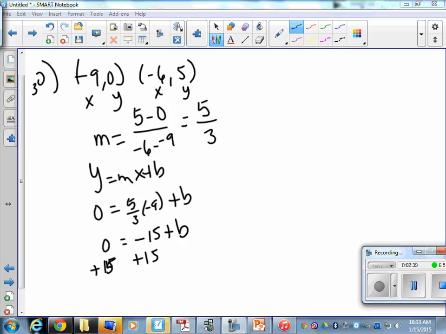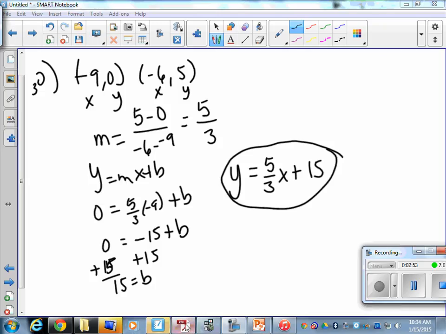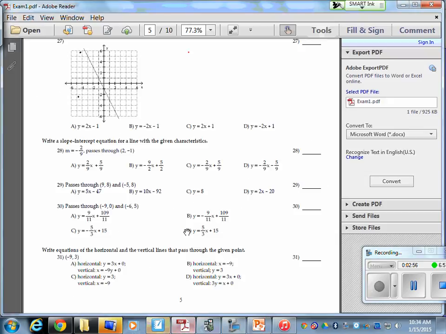Sorry, that doesn't look very good. That's a 15. So b is equal to 15. So the equation of my line is y equals 5/3 x plus 15. So the answer to number 30 is 5/3 x plus 15, D.